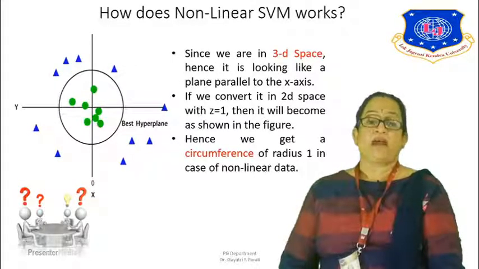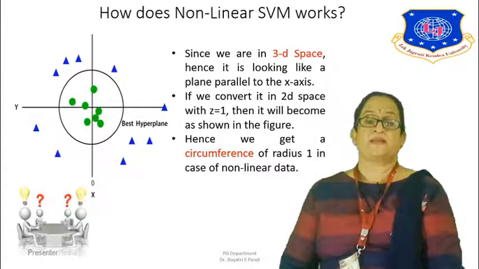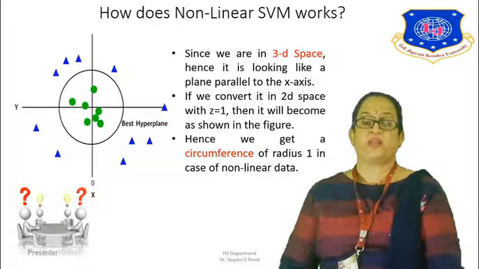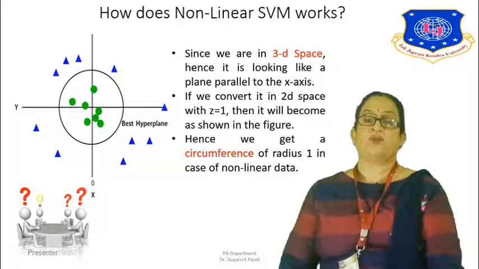Now as we have added the 3D space, it will be looking like a plane parallel to the x-axis, right? So if we convert it to 2D space, 2-dimension space with z equal to 1, then it will become as it is shown in this figure. So hence we get a circumference that is with z equal to 1, right? The radius of that circle in case of non-linear data is going to be 1.